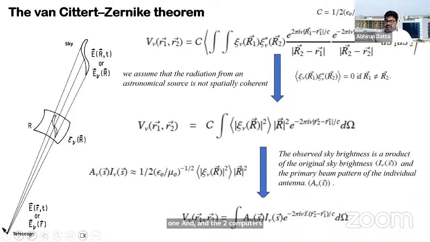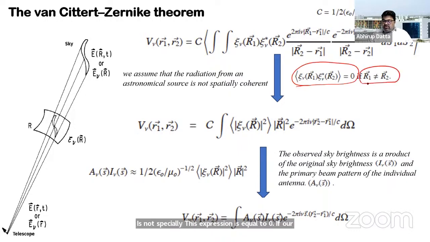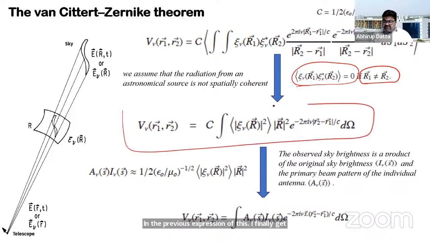Now, it is assumed that radiation from an astronomical source is not spatially coherent. So this expression is equal to 0 if R1 is not equal to R2. If they're not coherent, then this correlation will become 0. So R1 has to be equal to R2. So if I replace that in the previous expression, I finally get an expression which is equal to this. So they originate from the same point. Then only they become correlated. Okay, coherent.